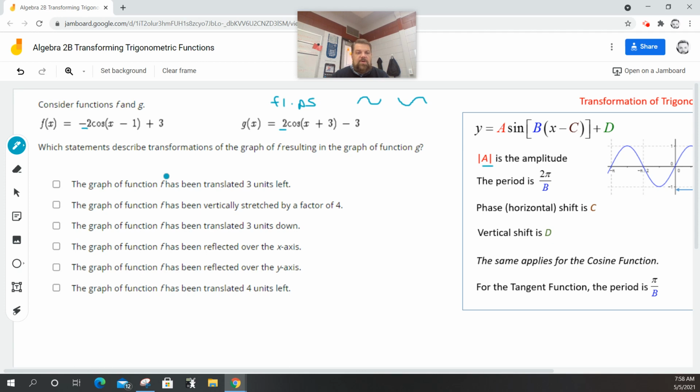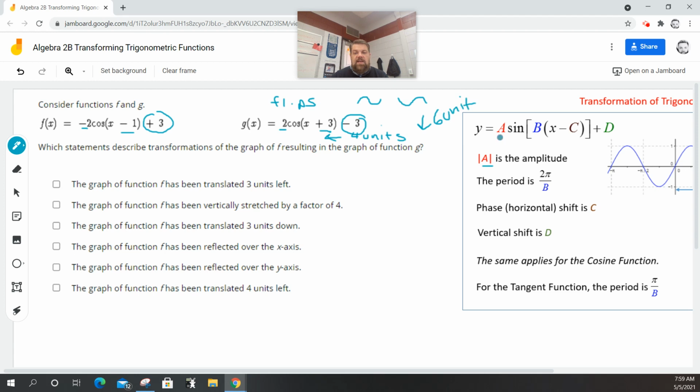Now inside the parentheses is the horizontal shift. So we go from -1 to +3. So that means we went 4 units horizontally. Probably to the left if I think about that. Okay. And then to go from +3 to -3, that means that we shifted down 6 units.